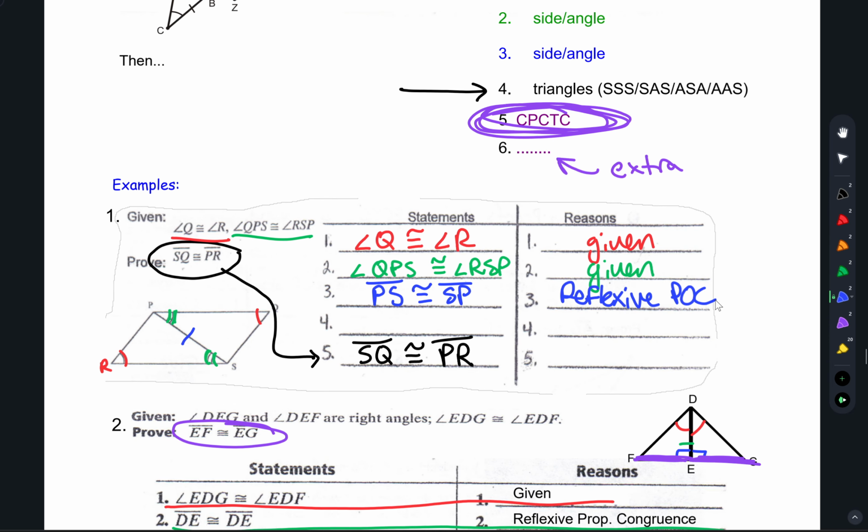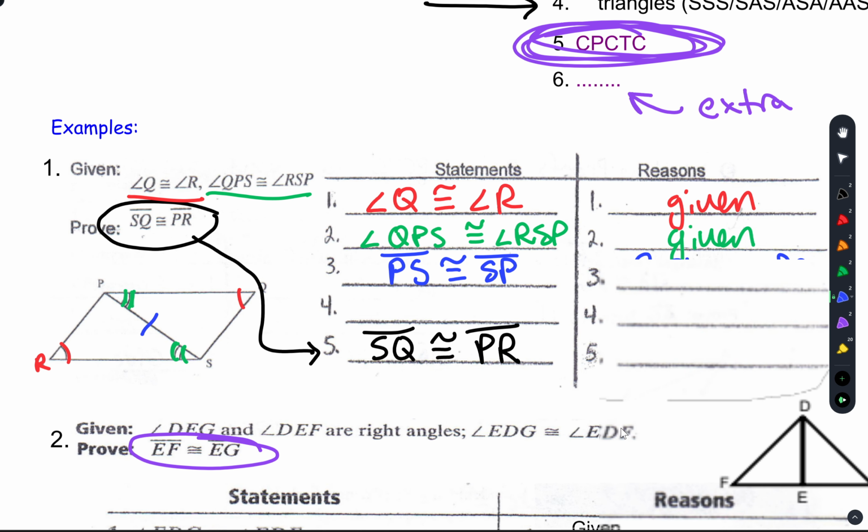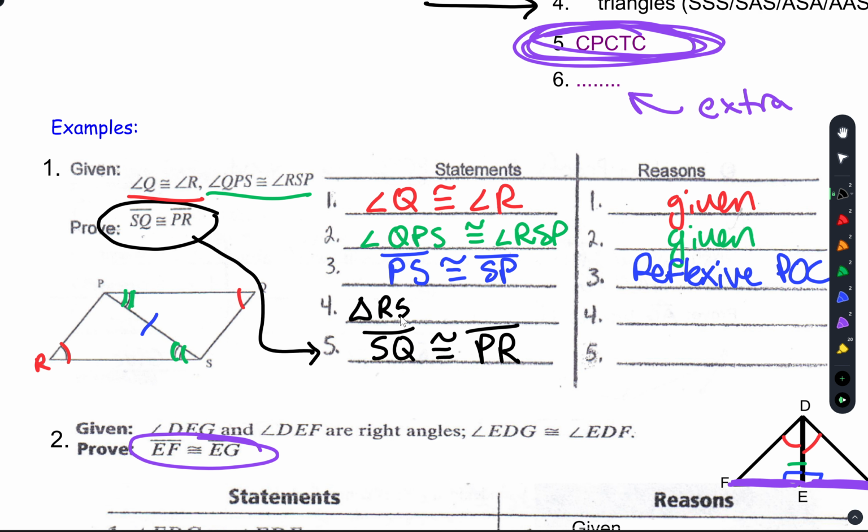POC. And now we have my 3 parts. I have 2 angles and I have a side. So now I'm going to say that my triangles are congruent. I'm going to say triangle, and again, order matters here. Triangle, let's go with RSP is congruent to triangle QPS.